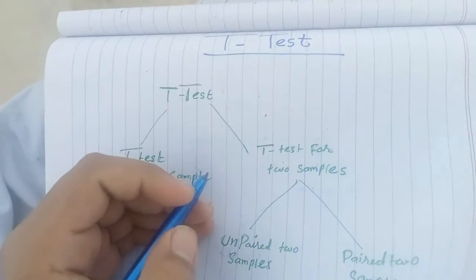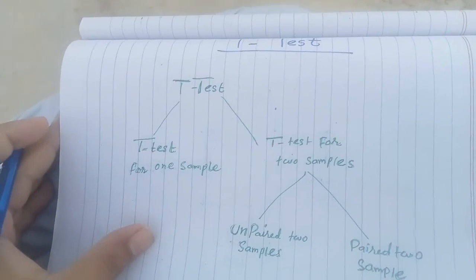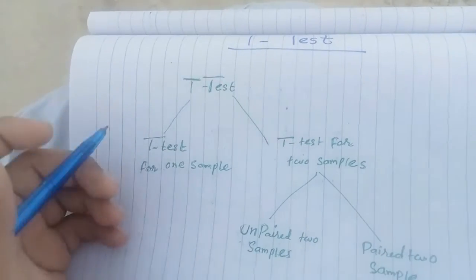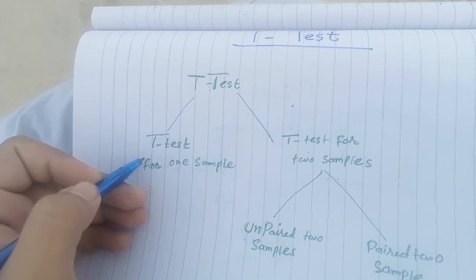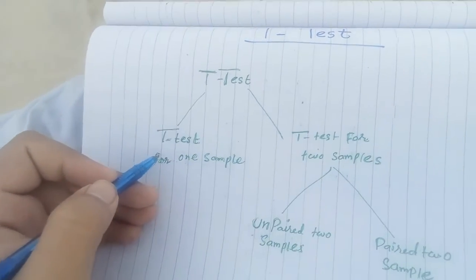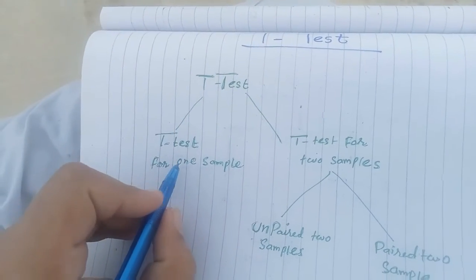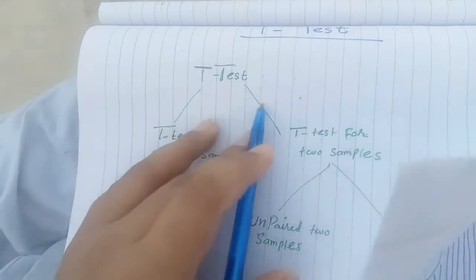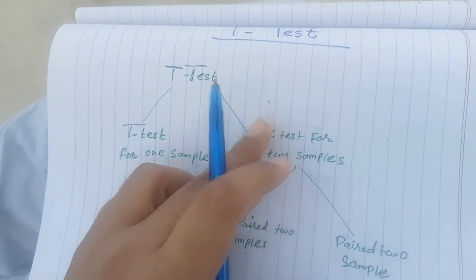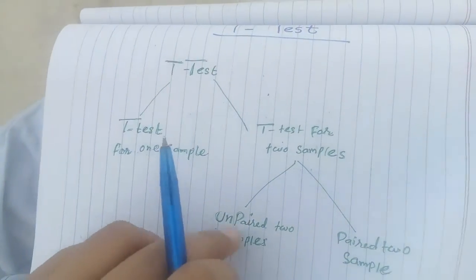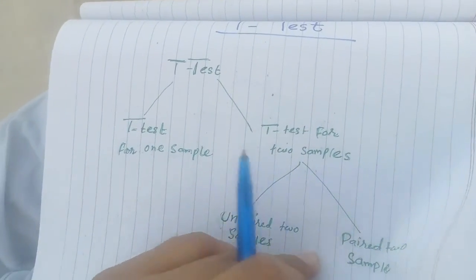If I talk about the t-test, basically the t-test is categorized in two ways. One is a t-test for one sample. As I said, it can be used to check one mean as well. So basically the t-test is categorized in this way: it can be used for one sample and can be used for two samples. Now in two samples there are two cases: one is the unpaired two sample and the second is the paired two sample.